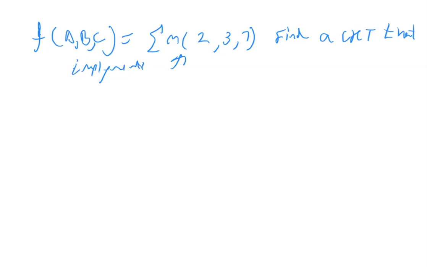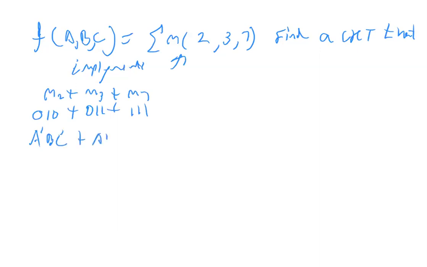So first thing you might like to do is say, well, it's M2 plus M3 plus M7 that corresponds to 0 1 0, 0 1 1, 1 1 1, which corresponds to A prime B C prime, or A prime B C, or A B C. And now it should be possible for us to find a circuit that could implement this with 3 levels of logic, the inversions needed and gates for each one of A, B, and C. What else?